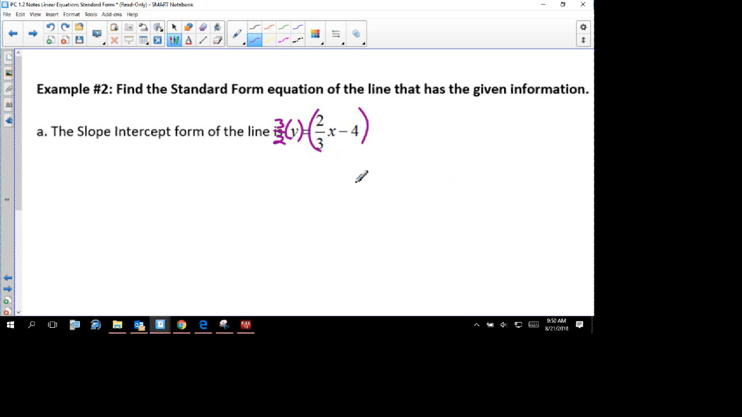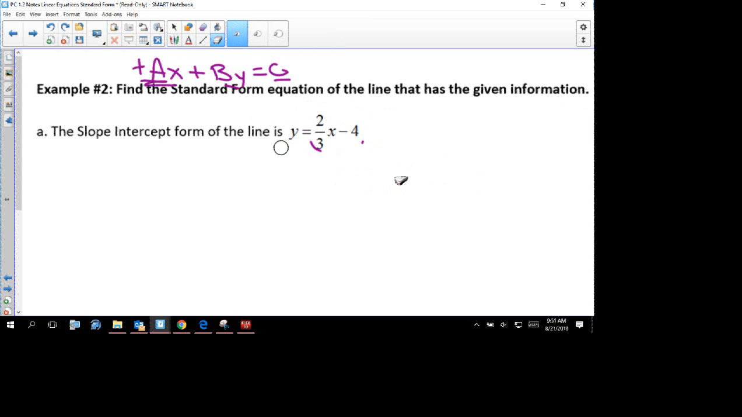What form are we trying to get it to? Standard form. And standard form is ax plus by equals c. And what do we remember about the first number of standard form? Positive. And what do we remember about a, b, and c? No fractions. So if I'm trying to get rid of this fraction and multiply by 3 over 2, what's going to happen over here? I have another fraction. So there's a better number to multiply by.